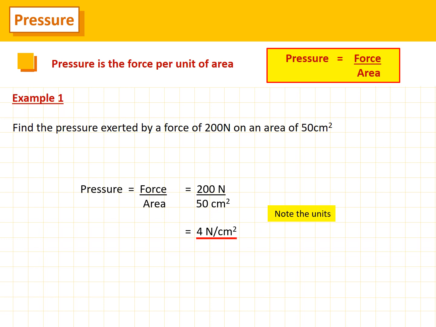Note the units. Our force was given in newtons. Our area was given in squared centimeters. So our measure for pressure is newtons per squared centimeter.